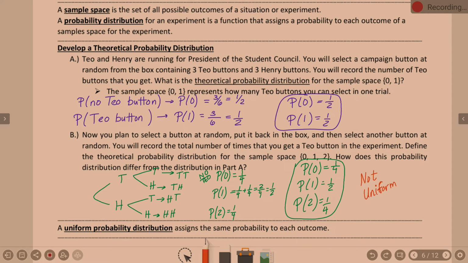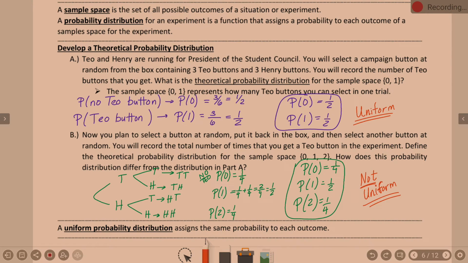Okay, it's not uniform because those are not equal. What if I go back up here to part A? When we were just picking one button, this one was uniform. So when you're asked whether or not a probability distribution is uniform, if they're all the same, it's uniform. If there's different answers, then it's not uniform.